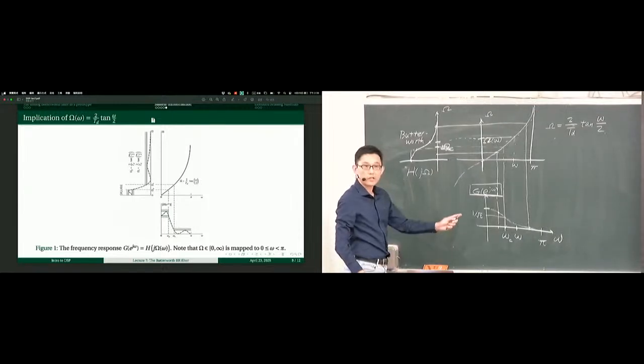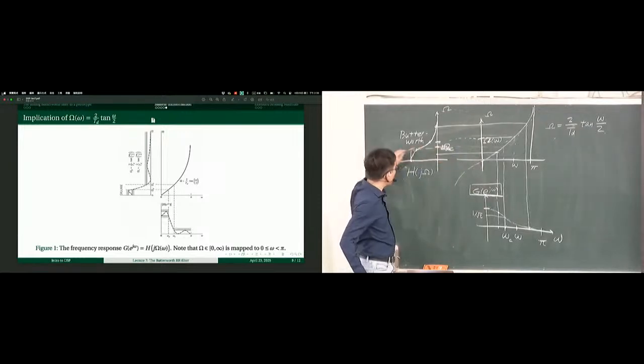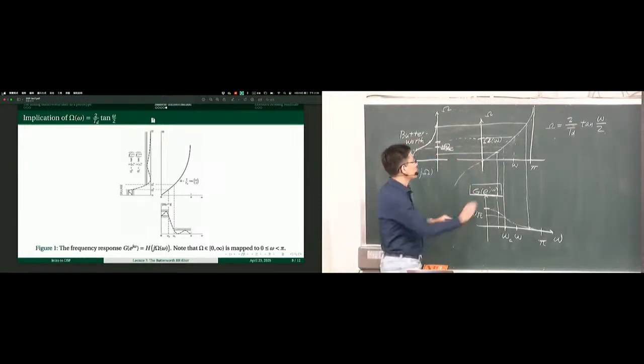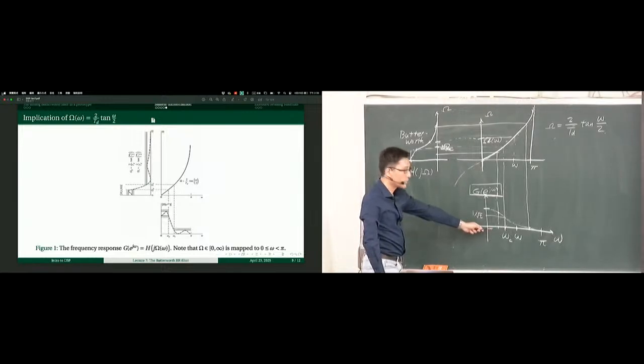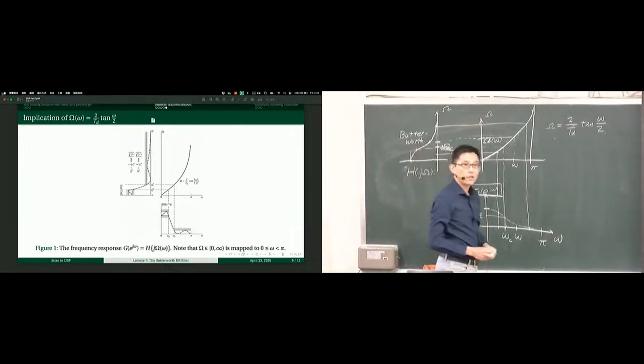Any question regarding this slide? Please make sure that we understand what's going on right here. Okay, it's going between small omega and big omega using this relation, this tangent relation, and you'll be able to find out the frequency response given its prototype. Okay, given its prototype. One-to-one mapping.